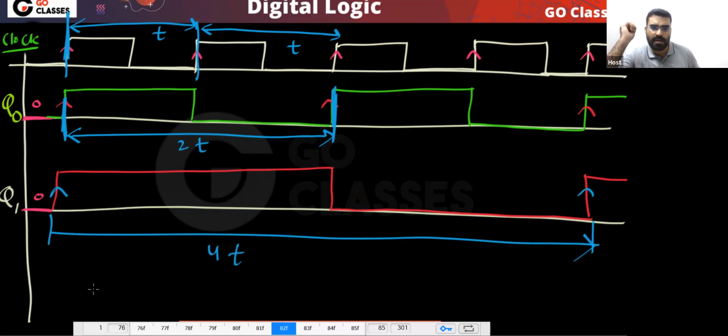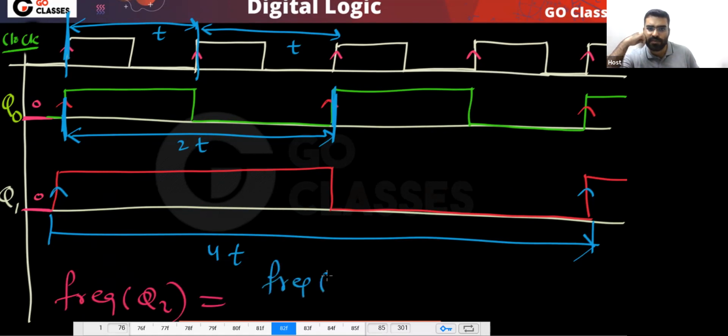So what can I say? What is the frequency of Q2? I can say that is half the frequency of Q0. And I can say that is 1/4 of the frequency of the clock.